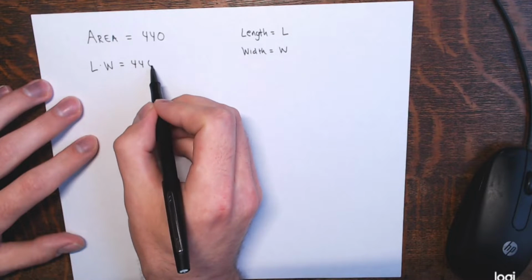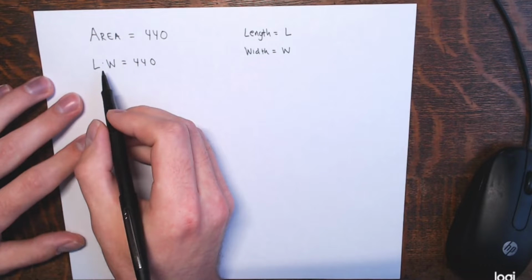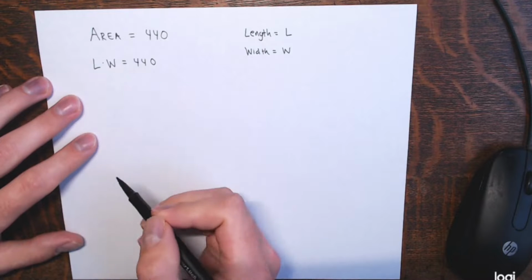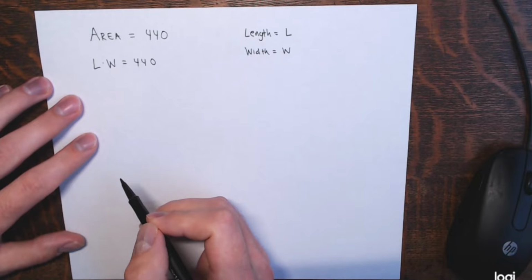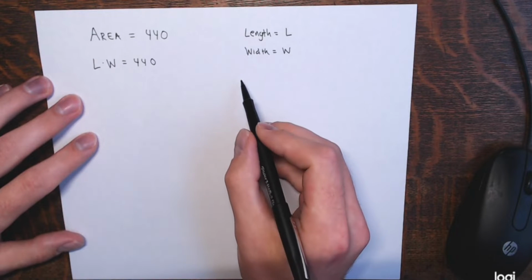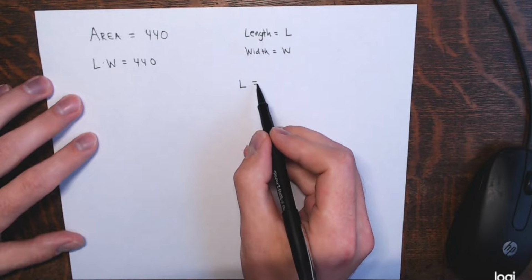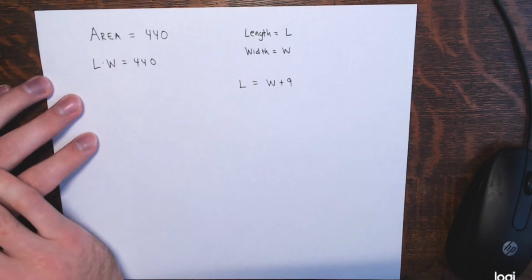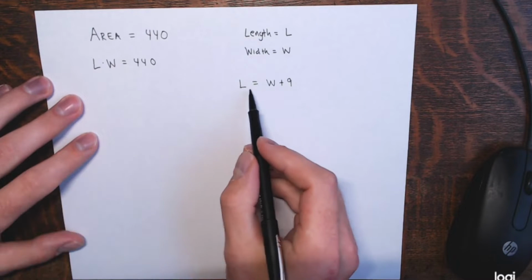All right, but that's not a quadratic equation in one variable. It's got two variables. I want one variable. We're only used to one variable at this point. But they did tell us that the length is 9 more than the width. They said the length of the patio is 9 feet more than its width. L equals W plus 9.